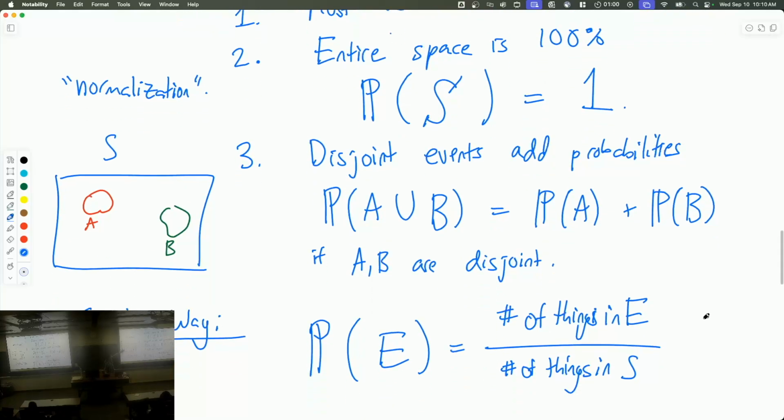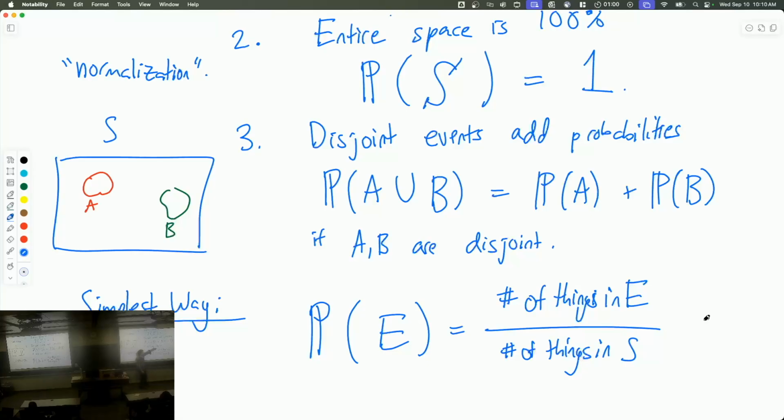So is it always between 0 and 1? Well, E is always a subset of S. So the most this could be is 1, and the least number of things you can have is 0. So that works. Is the probability of S equal to 1? Well, if you put S, you get the number of things in S divided by the number of things in S. The second axiom is satisfied. And disjoint events add because when you count the number of things in disjoint sets, it adds. So the number of things in A or B is the number of things in A plus the number of things in B, and therefore this formula works.